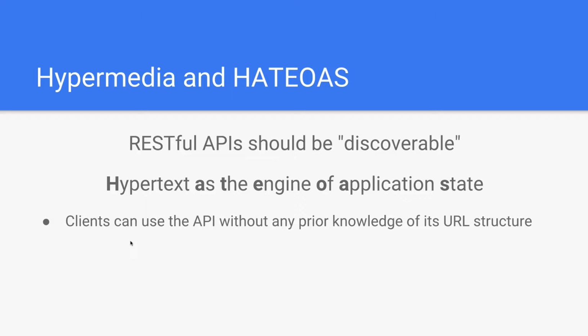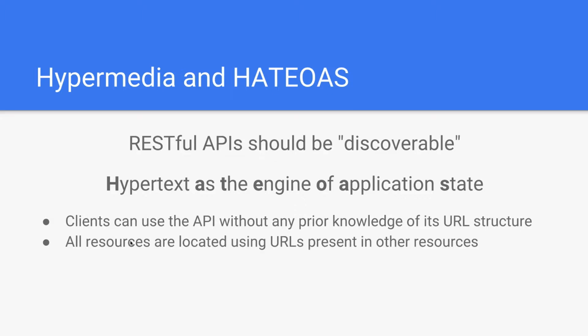So that would mean that you should still publish documentation, but technically the client would still be able to use your API and discover it and play around with it without having the documentation ready at hand. The second thing is that all of your resources are located using URLs present in other resources.